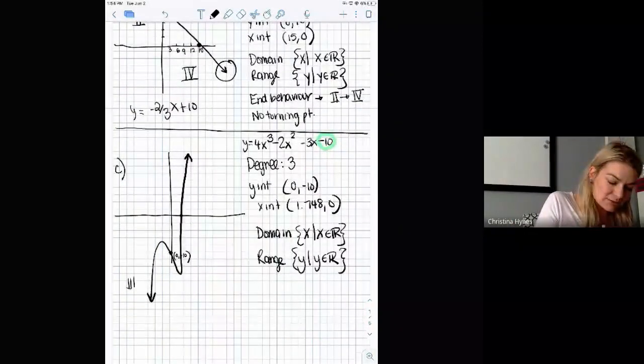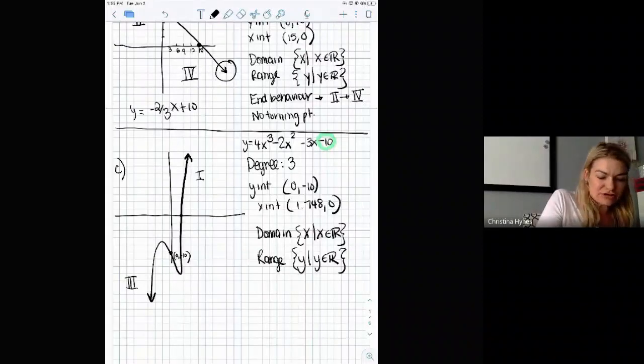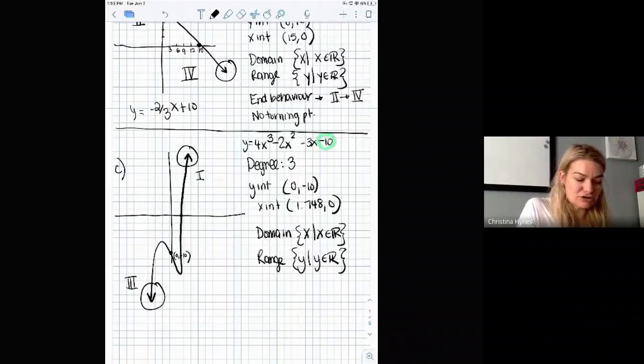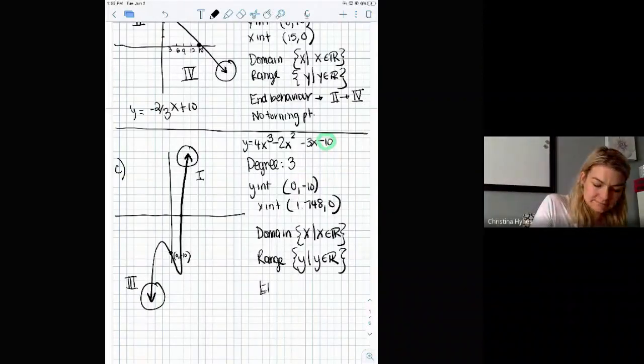This is quadrant number 3. This is quadrant number 1. So the left end is in quadrant 3. The right end of the graph is in quadrant 1. So the end behavior is going to go from 3 to 1.